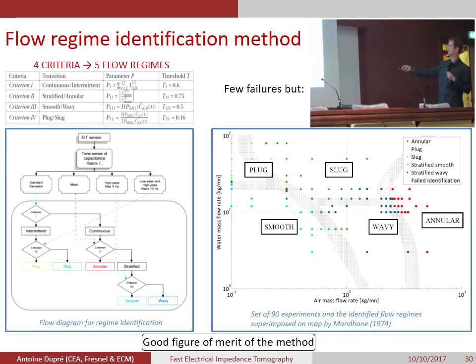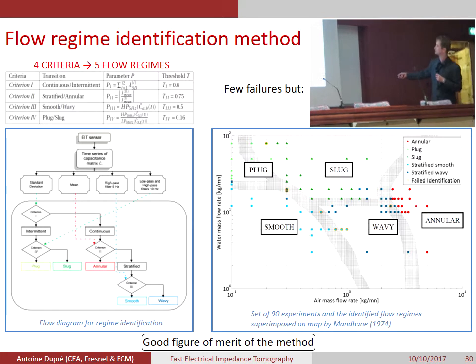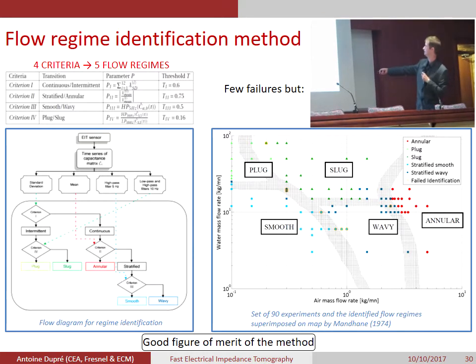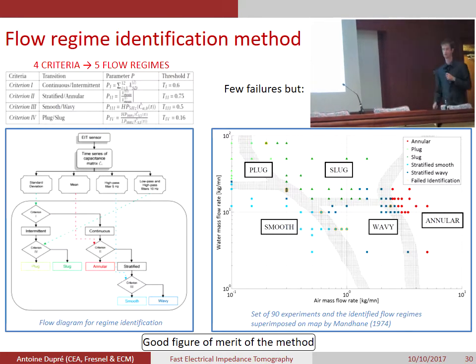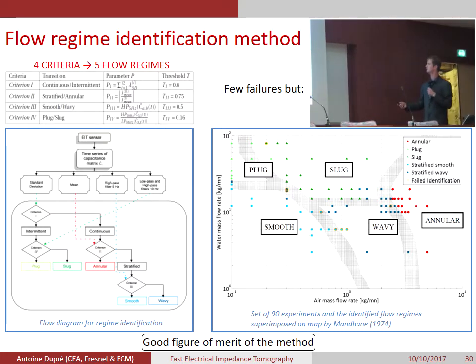For each experiment, I could compare with the observations in experiments. And there turned out to be very few failures, only for transitional flows that you cannot see very well. But you see the transition lines here and the failures with the cycler. So in the end, that was a very good outcome of the development of this algorithm.